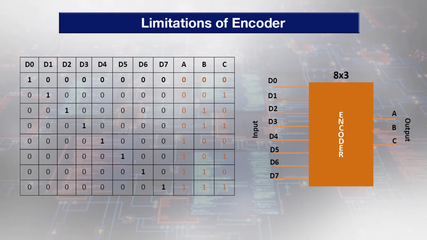So if all the inputs to the encoder are 0, in that case the output V will also be equal to 0. And when the output V is equal to 0, it doesn't matter what the other outputs of this encoder are. In this way, we can distinguish the condition when all the inputs to the encoder are 0. Apart from that, the other issue with this encoder is that if more than one input is high, then the output of the encoder will be invalid.